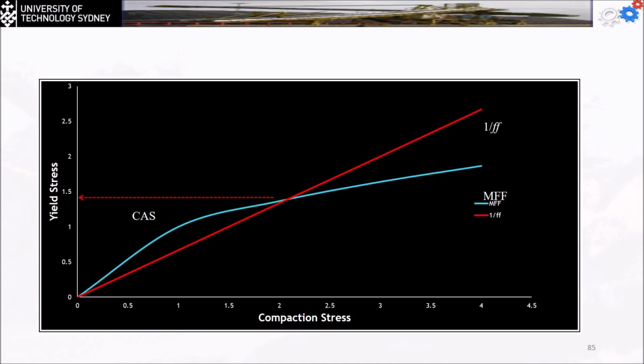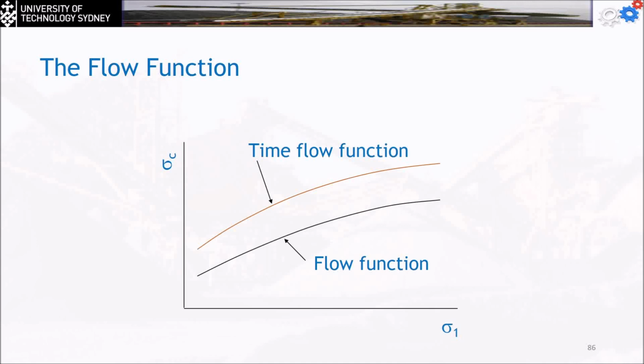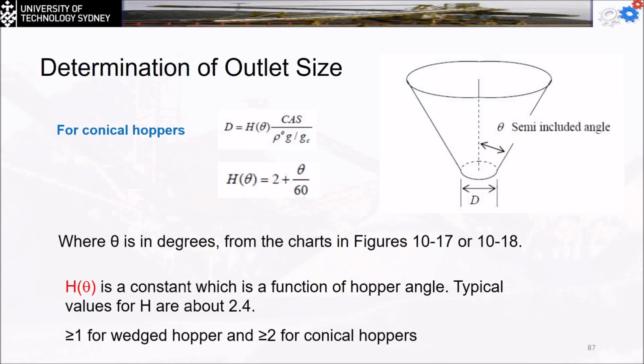The value of the diameter is a function of the cat's value. So D is going to be equal to H(theta) multiplied by the cats divided by the rho of the material multiplied by g divided by gc. And the H value here, H(theta), will depend on the angle we are going to find from this chart.